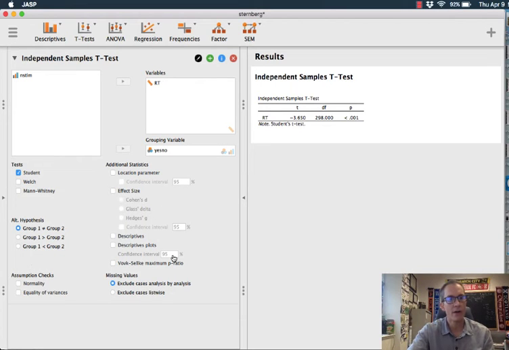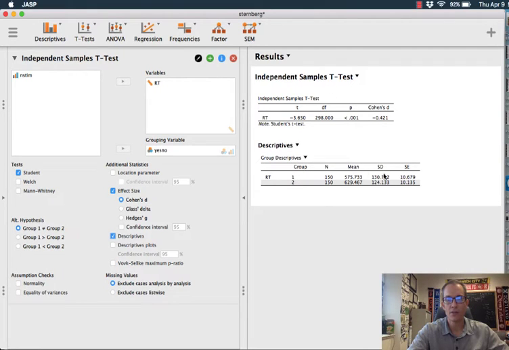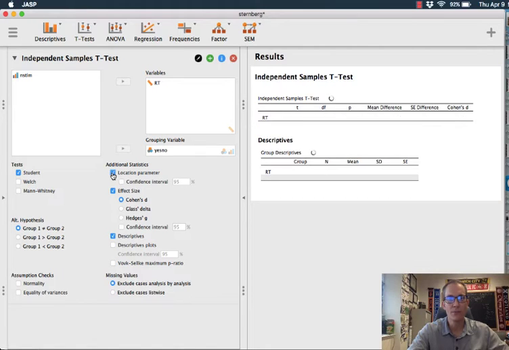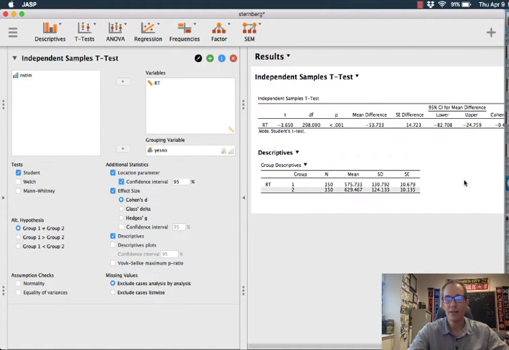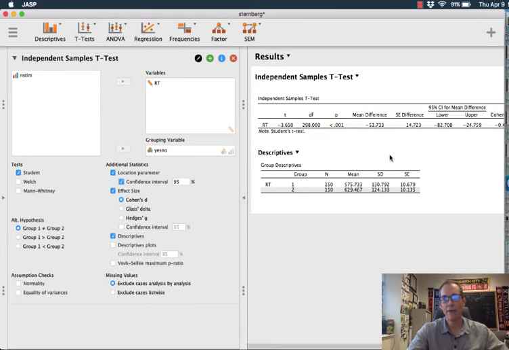And there are a lot of other options here. For example, one of them is the effect size. And I automatically then get a measure of Cohen's d. There are other effect sizes, of course, but I'm not too interested in getting that right now. I can also click descriptives. This will give me the descriptives for the groups. And in fact, if I click location parameter and confidence interval, it will give me a confidence interval, lower and upper, on the mean difference. So these are things that you did in the previous lecture. So it gives me lots of output.